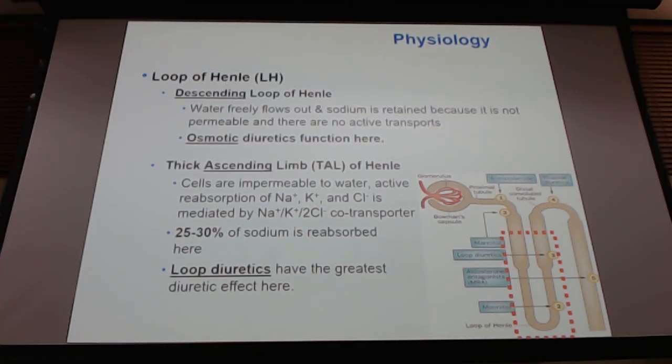For the thick ascending limb of Henle, the cells are impermeable to water, but we do have active reabsorption of sodium, potassium, and chloride through the co-transporter. And here is where the loop diuretics will work. Basically, if you have trouble remembering it, once you're on a loop diuretic, everything goes up from there. So, ascending loop of Henle.